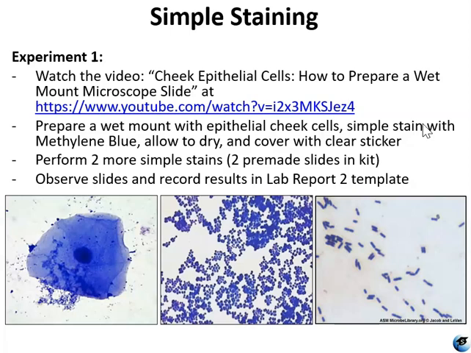And also for experiment 1, you're going to do 2 more simple stains, but you'll be doing this on slides that are in your kit that have already been prepared. So the bacterial smears were made and the cells have been heat fixed. Then all you have to do is add the stain, time it for a minute, and then rinse it, blot it dry, and you can view it. You want to observe all 3 of these slides and record your results in the lab report template.